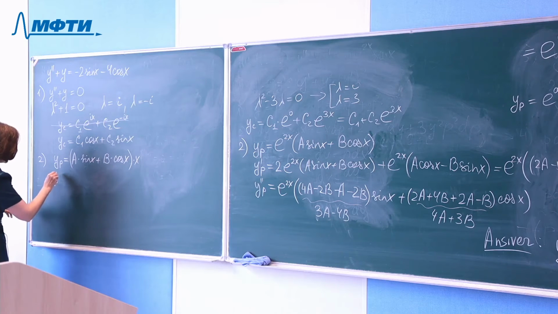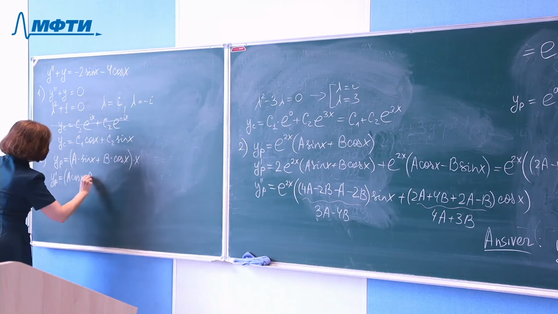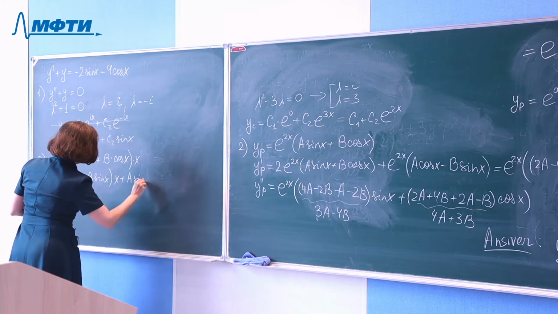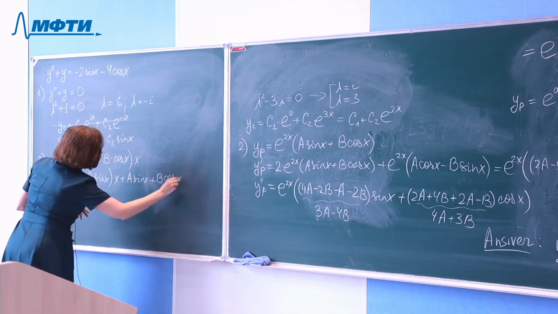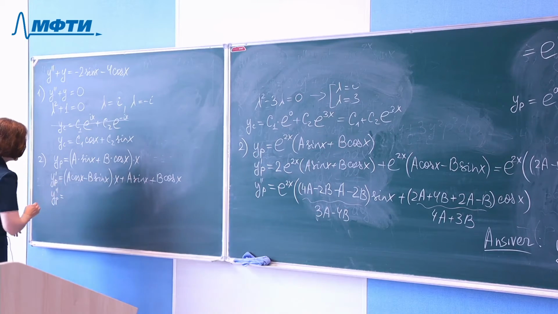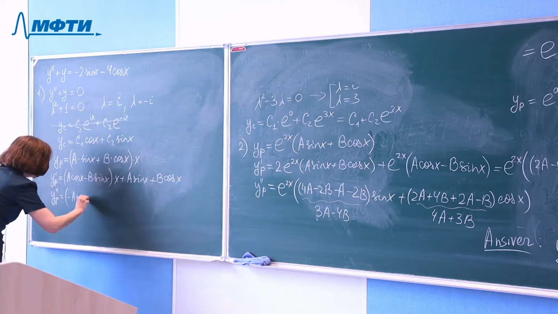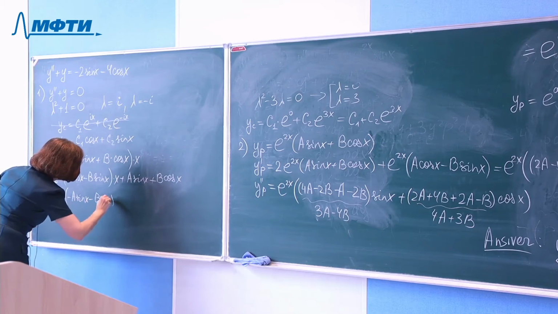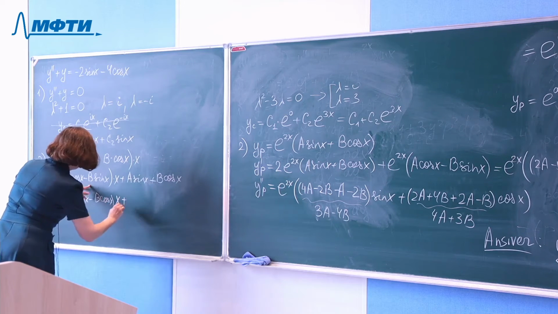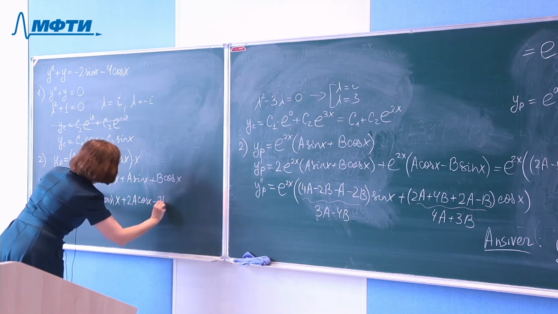So y particular prime will be (a cos x minus b sin x) times x plus a sin x plus b cos x. And y particular double prime, if we differentiate this twice, will be minus a sin x minus b cos x, times x, and plus 2a cos x minus 2b sin x.